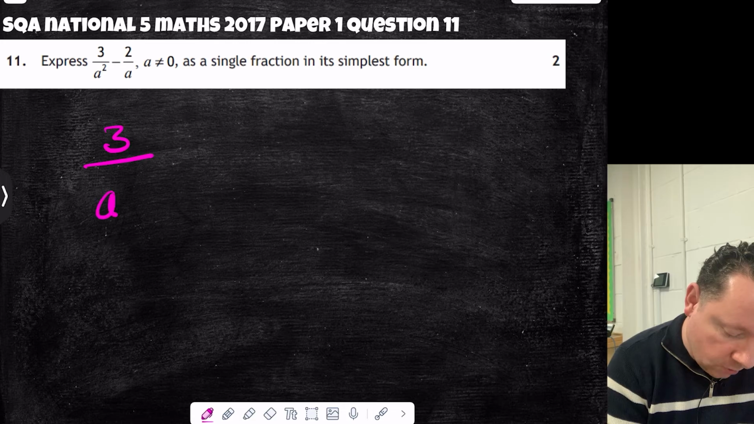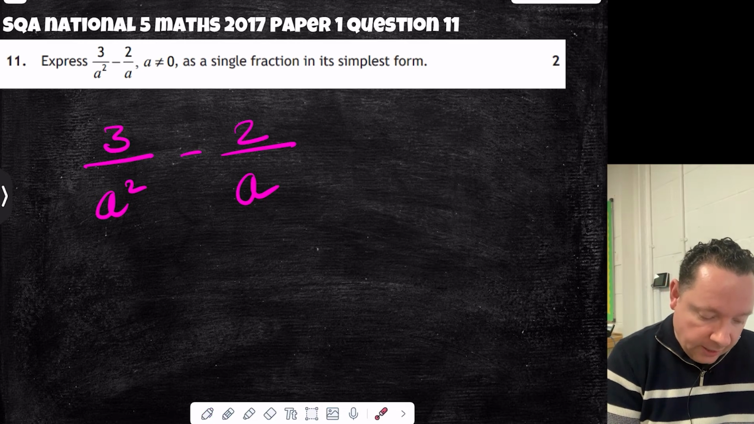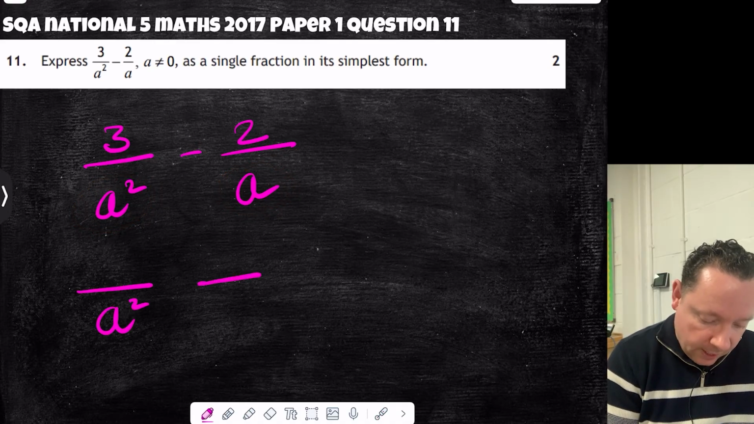3 over a squared minus 2 over a. So we want a common denominator. Well, a squared is the common denominator because it's bigger than a. So I can make a squared my common denominator. A squared and a squared.